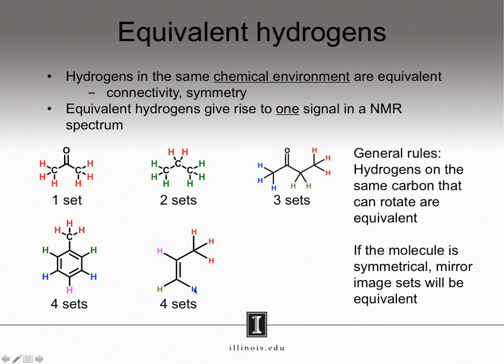Why is that? This has to do with a caveat I said for that rule, where if they are on the same carbon and the carbon can rotate to swap the proton positions, then they are equivalent. This carbon-carbon double bond cannot rotate. Therefore, this green proton cannot switch positions with this blue proton. Therefore, they are not chemically equivalent.